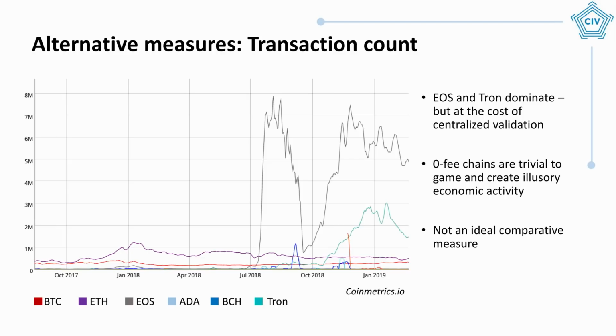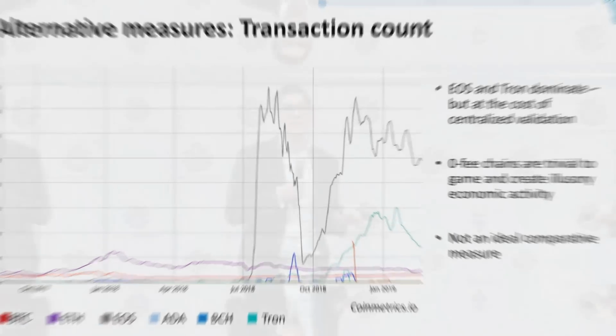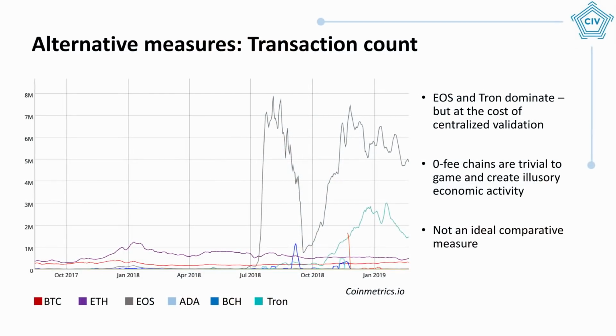Transaction count is one of the most popular. If you read any white paper, it'll say our TPS is 100,000 per second or something. Transaction count's an interesting case because many would say that a Bitcoin or Ethereum transaction is not exactly one-to-one comparable with an EOS or Tron transaction.